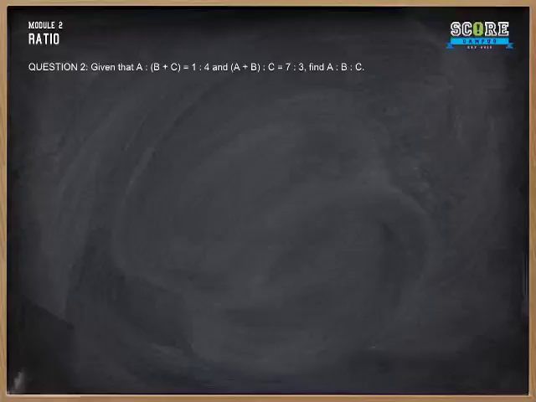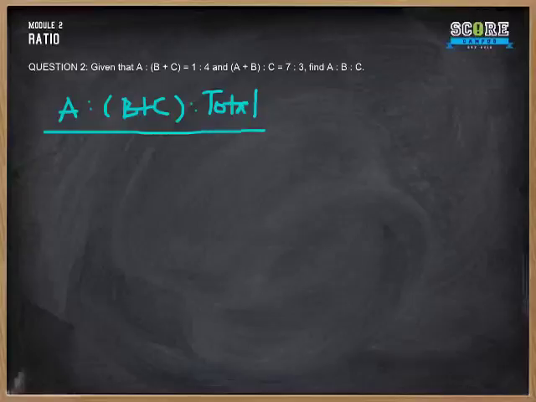So again, let's write it out systematically. A is to B plus C is to total. Why are we calculating the total here? Because that is going to help us out in getting the final answer. A is to B plus C is to total is 1 is to 4, right? This is information given to us. 1 is to 4 is to total is what? 1 plus 4, 5.